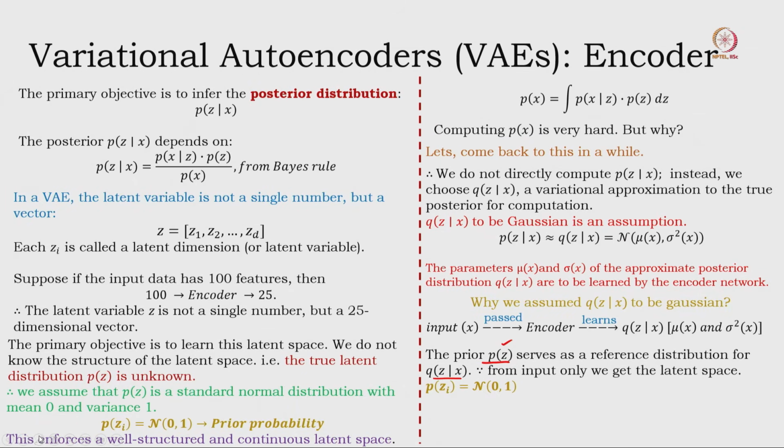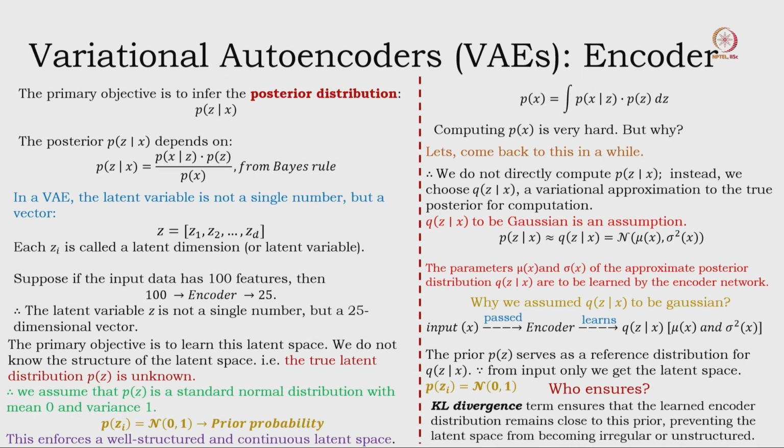Now, again there is one more question. What is that question? Who will ensure this, that because that is Gaussian, the encoder also should follow the Gaussian? Who has to ensure this? We have a KL divergence. KL divergence is a term which will ensure that, since something is already a normal distribution, this q of z given x also should match that normal distribution. That is taken care of by KL divergence.